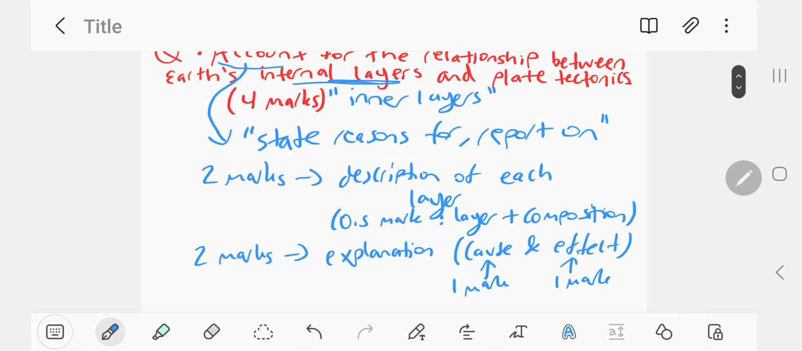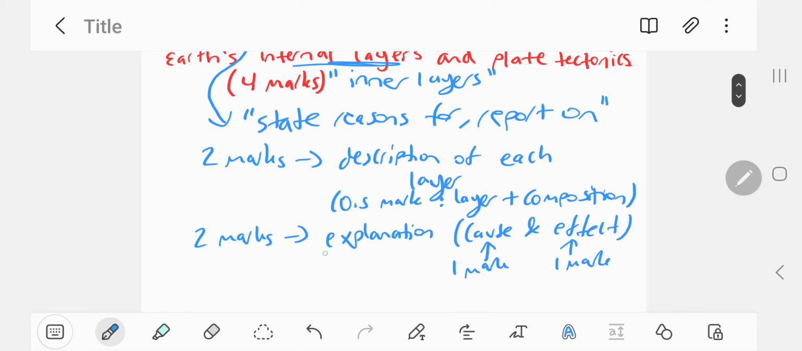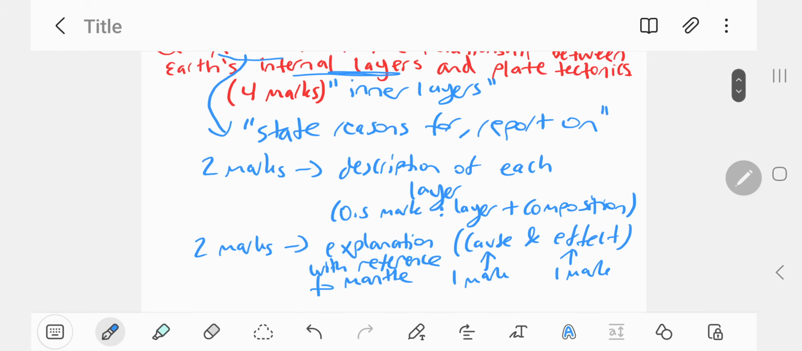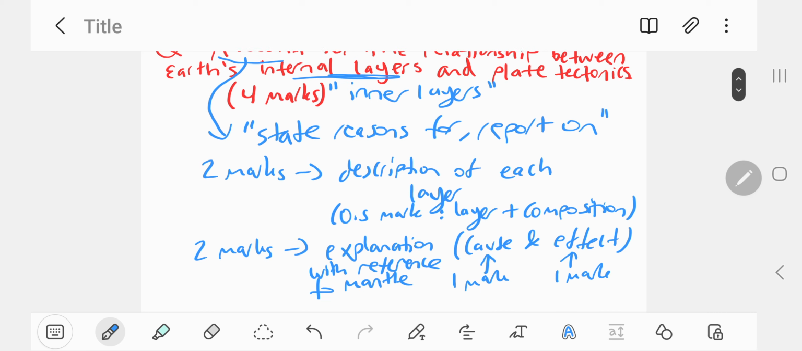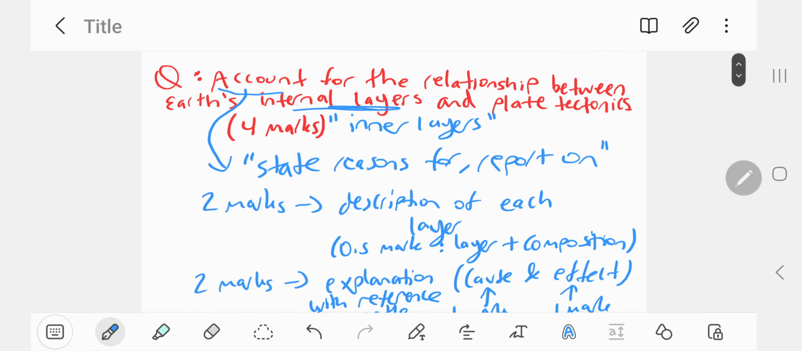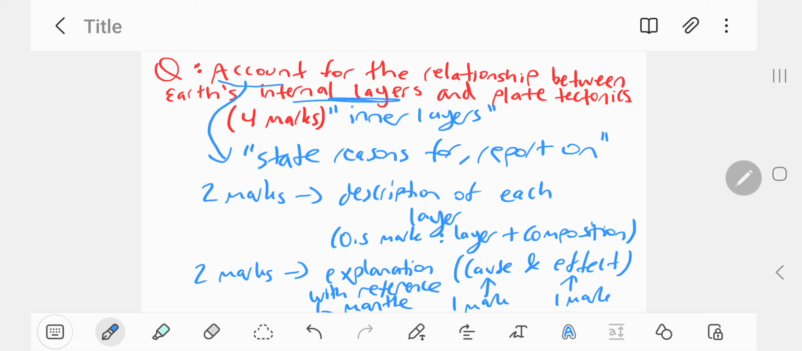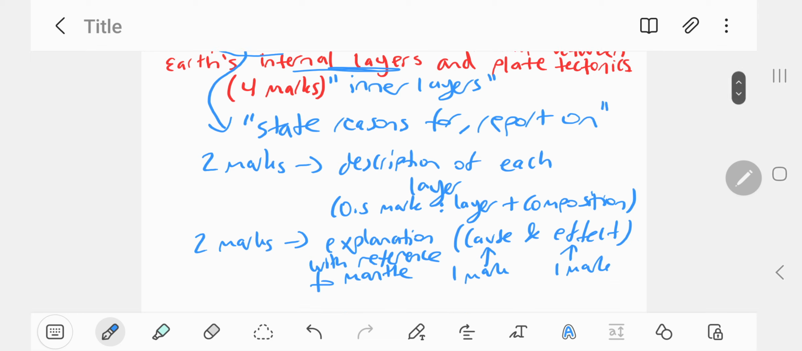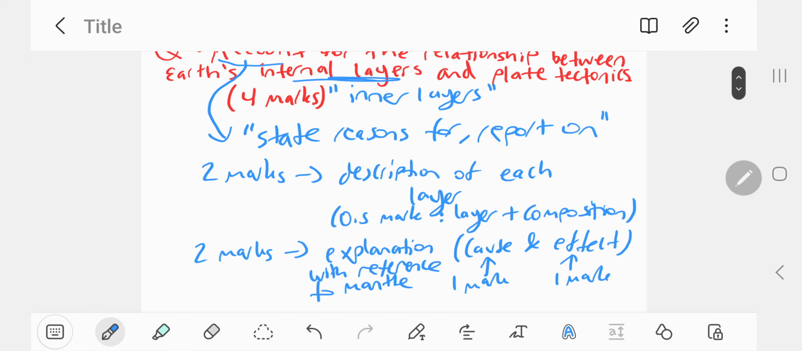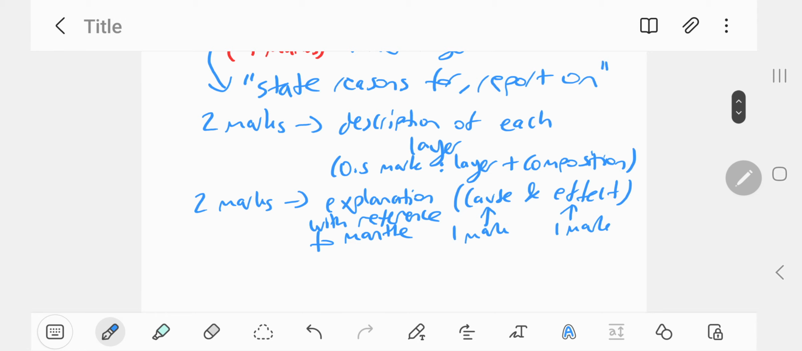And as you know, it's the mantle that's responsible for driving tectonic plate movement, typically. So, explanation with reference to mantle. May seem like a lot here, but I've just basically broken down where the marks would typically go in a question like this, in an account question. So, to reiterate, 2 marks for stating and describing each layer, in total 0.5 mark each because there's 4 main layers of the Earth, and 2 marks for explaining at the very end after mentioning all the layers, with reference to the mantle.